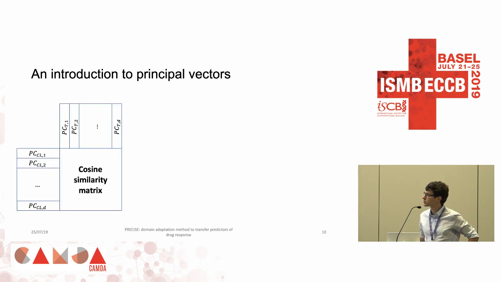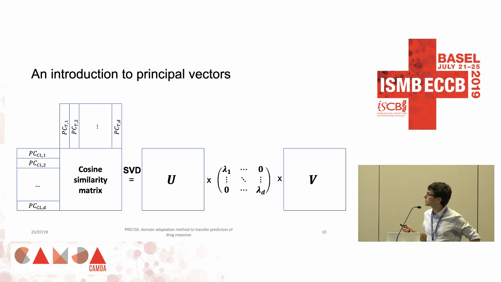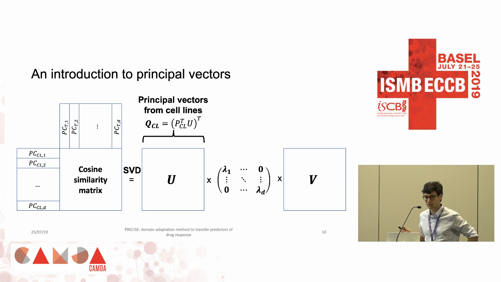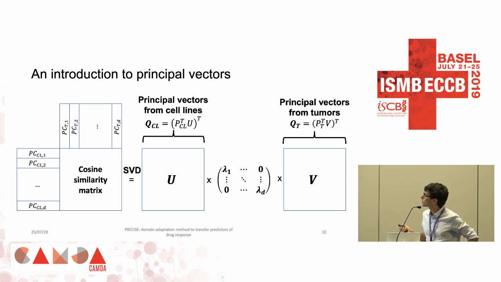So if we use the cosine similarity matrix that I presented a couple of minutes ago, with the inner product between the principal components of the cell lines and the principal components of the tumors, and we perform a singular value decomposition on this matrix, we get 2 orthogonal matrices, U and V. Then U defines an orthogonal transformation that rotates the principal components of the cell lines to transform them into the principal vectors of the cell lines. And this is the same for the right matrix, which rotates the principal components of the tumors in such a way that it aligns them to the cell line principal vectors.